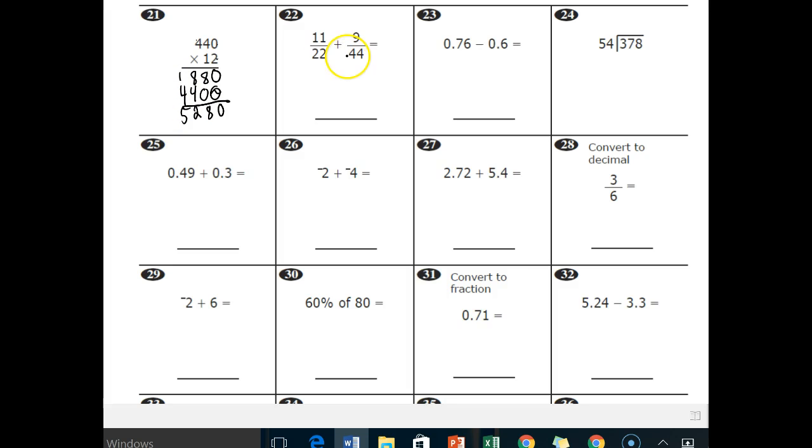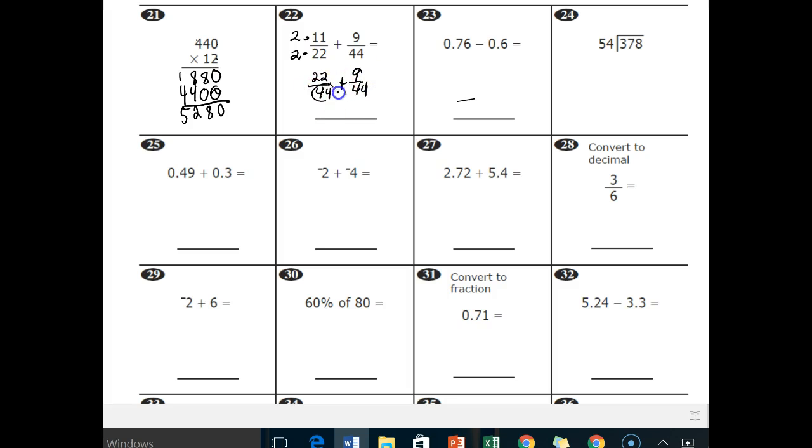I have different denominators this time, so I cannot just add across and keep the denominator. I have to find common denominators. So this 22, I have to multiply by 2. The reason I multiply by 2 is because I'm trying to get this 22 to be like 44. How do I do that? Multiply by 2. So now I have 2 times 11, which is 22 over 44, plus 9 over 44.